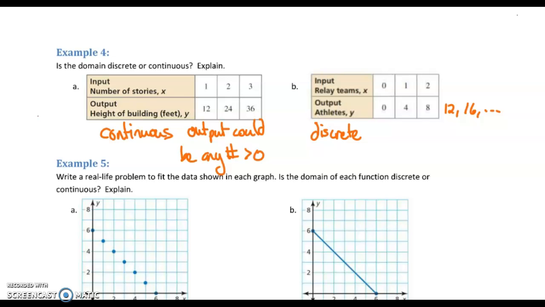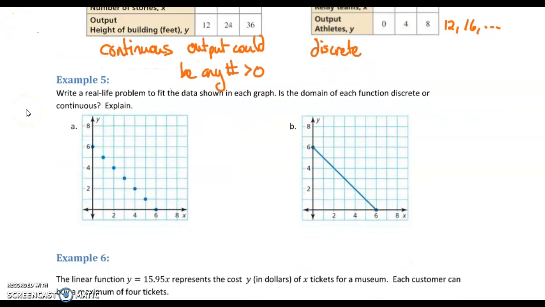Okay, let's look at example 5. So it says, write a real-life problem to fit the data shown in each graph. Is the domain of the function discrete or continuous? Well, first of all, the one with the points is discrete, and the one that we can draw without lifting our pencil is continuous. So now let's think of a problem that would fit the data shown. This could vary, so let's just kind of talk about it together. So this one starts at 6, and then it goes down by 1 as it goes over 1. So something that starts with 6 and goes down by 1.